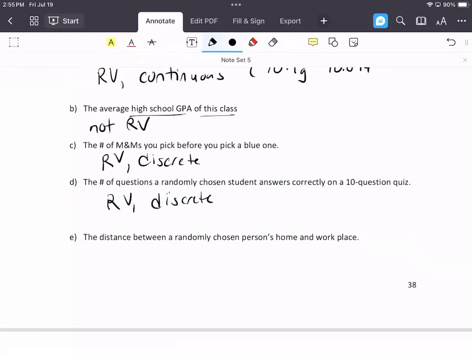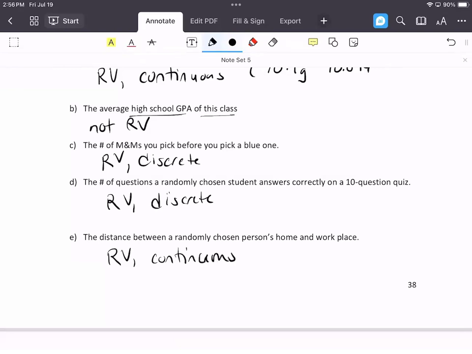Finally, the distance between a randomly chosen person's home and workplace. Well, distance is going to vary. So we choose a person and we can measure distance. It's a random variable. Is it discrete? Well, could we get more and more accurate measurements? Yes. This is not discrete, it's continuous.